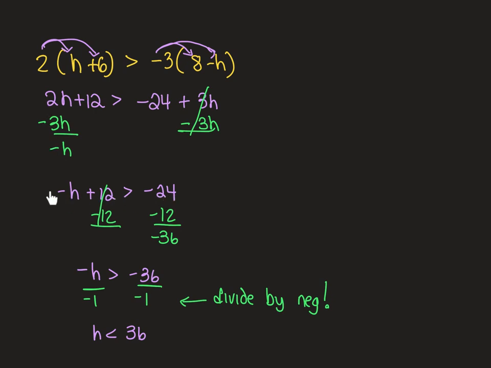I rewrote it in purple. Get rid of the 12 by subtracting 12. That gives me negative 36. Rewrite it in purple again. I don't want negative h, I want positive h, so I'm dividing by negative 1. Whenever you divide by a negative, you have to change the direction of the alligator mouth. So h is less than positive 36.